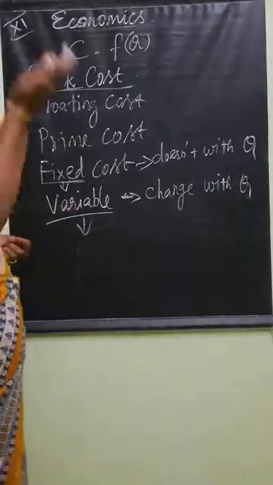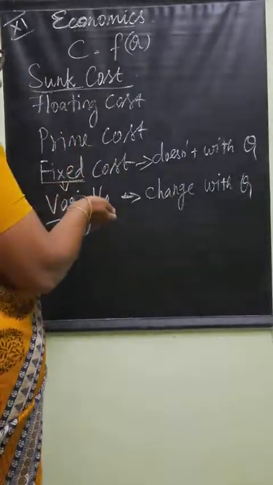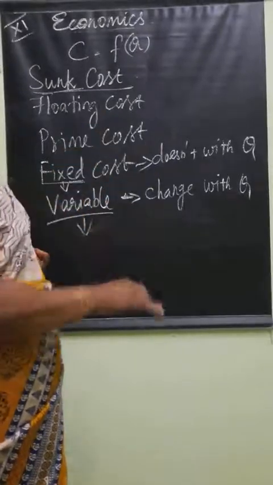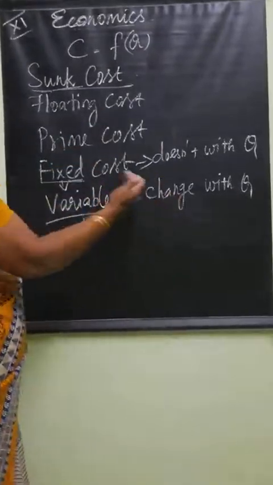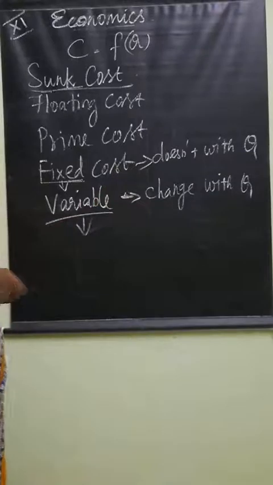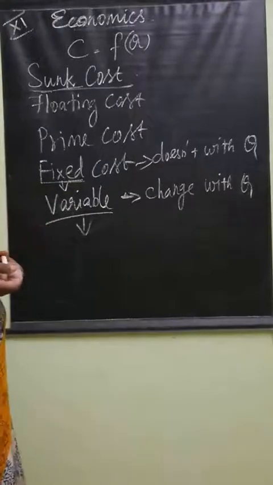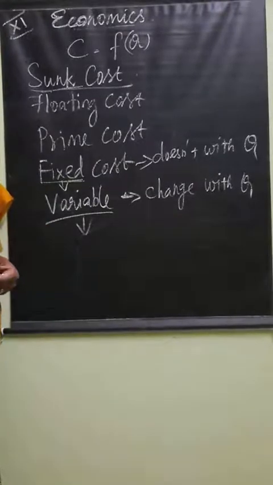If the output increased, production increased, the variable cost increased. If the output decreased, the variable cost decreased. So it changes with the quantity of the output. For example, temporary workers, day to day. If you want to produce more, you have to appoint more temporary employees. You have to spend more. You have to give more wages.